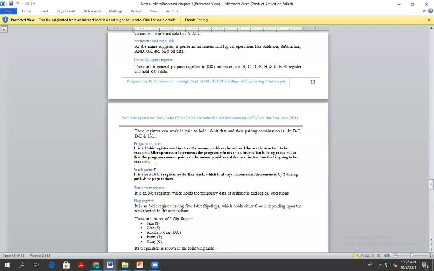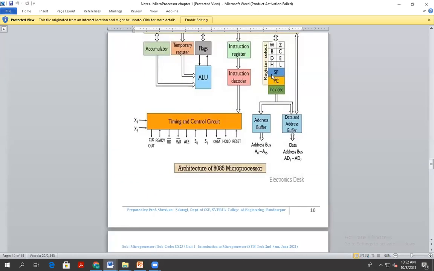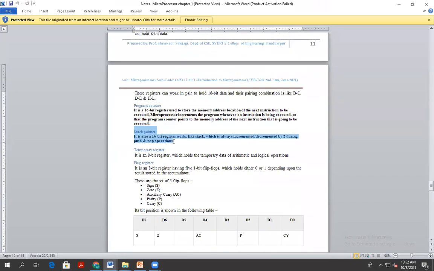How the program counter points to the next memory address, that works like the pointer concept of C programming. So next comes SP, that is the stack pointer. The stack pointer is also a 16-bit register and works like a stack. So all the data, either serial input in or serial out, SISO and SOSI, either first in, first out, or last in, last out. Like this it works, that is the stack pointer.